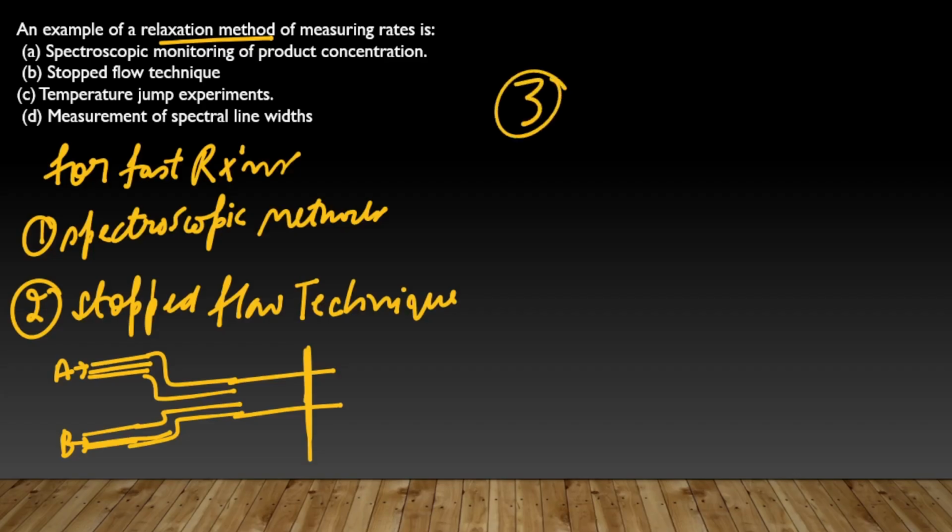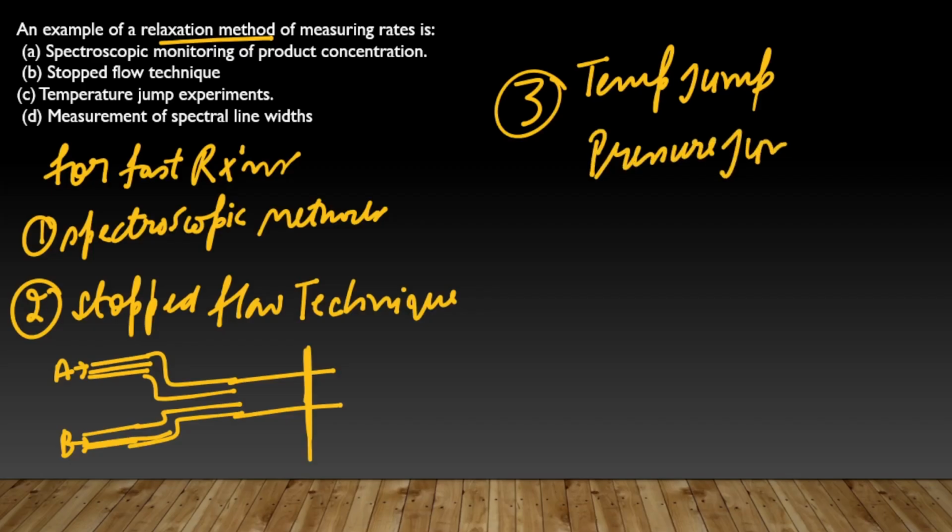The next technique is called the temperature jump, and the other one is called the pressure jump. So what you do is you have two reactants A and B. These are brought to one container, where A is coming and B is coming, and they react to form some product, P, suppose.